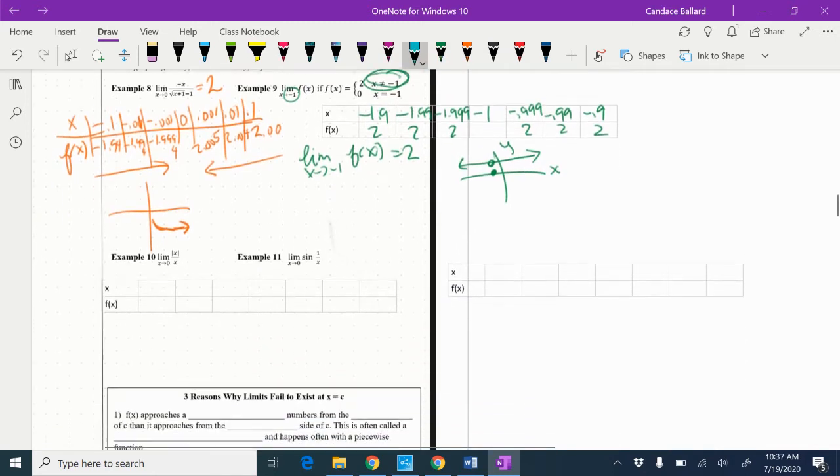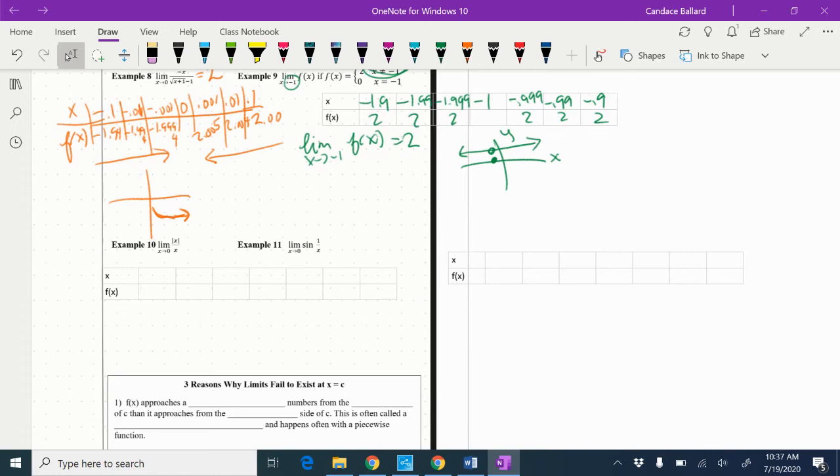Okay, let's try another piece here. First of all, let me figure out what x values I'm supposed to be approaching from both sides. So I know 0 is what's going to go in the middle. So just less than 0, the closest I could get to 0 without going positive would be -0.001. So I'm just going to back off my 9s there. And then just bigger than 0 would be 0.001 and 0.01 and 0.1. So those are the x values that I'm going to put into my f value in Desmos.